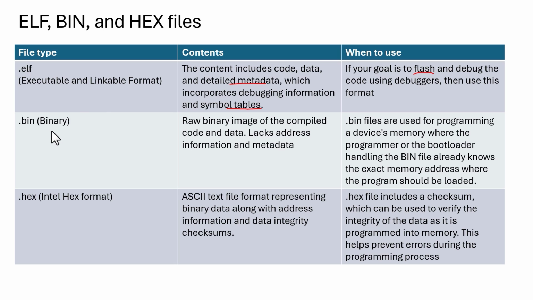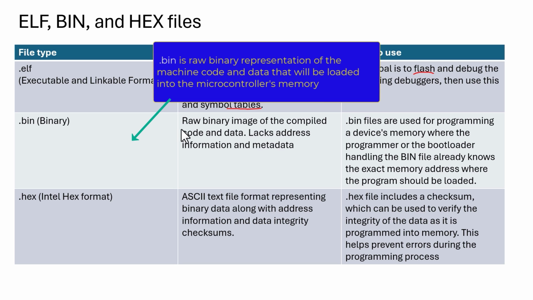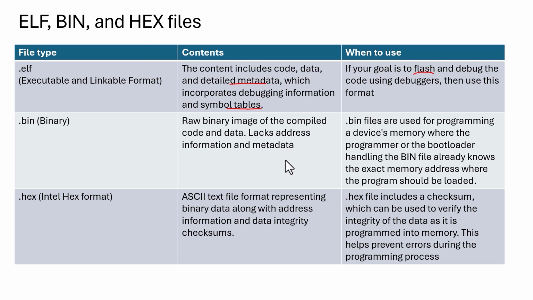And there is another output file format, that is .bin, the binary file. It is actually a pure raw binary image of your compiled program, which just contains code and data, that's it. It doesn't contain any metadata. It doesn't contain address information, etc. So a very raw format of your program is .bin format.